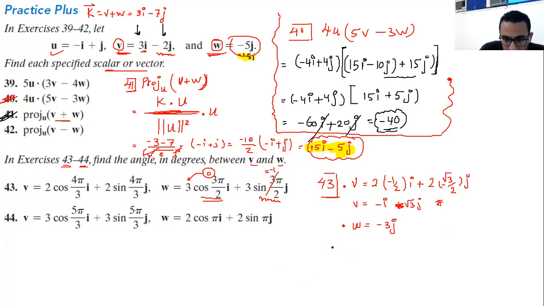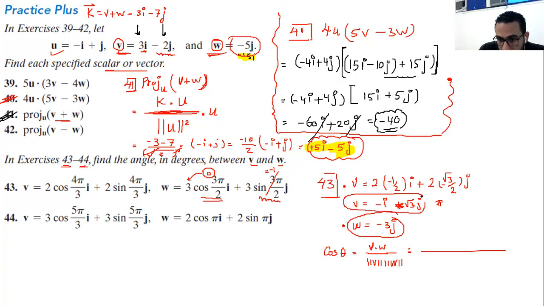Then find the angle between them. Cosine theta equals V dot W over magnitude of V times magnitude of W. The numerator is negative 1 times 0 plus negative radical 3 times negative 3, which is positive 3 radical 3. The magnitude of V is the square root of negative 1 squared plus radical 3 squared, which is radical 4, which is 2.